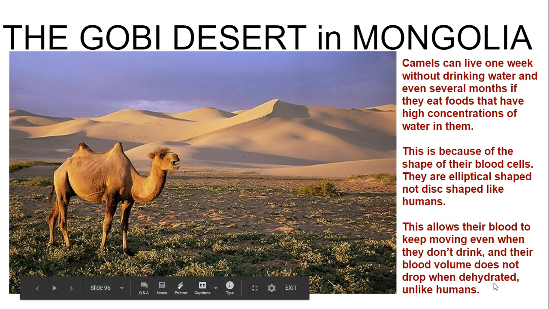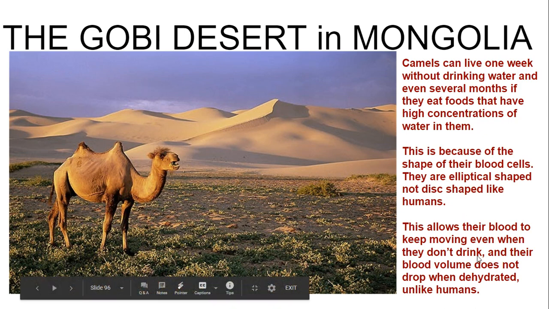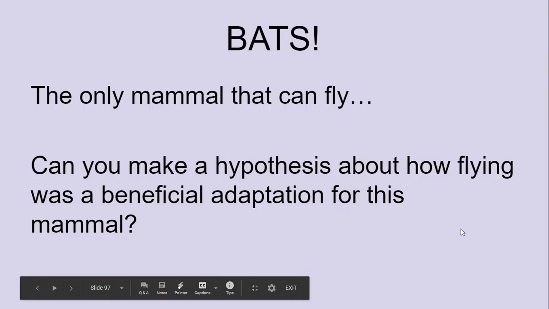For people, if our blood doesn't flow and gets chunked up because there's not enough liquid, you're not getting nutrients and oxygen to your organs and you could die. That's why you die of dehydration. So with these animals, their adaptation is differently shaped blood cells. And their blood volume does not drop when dehydrated, unlike humans.